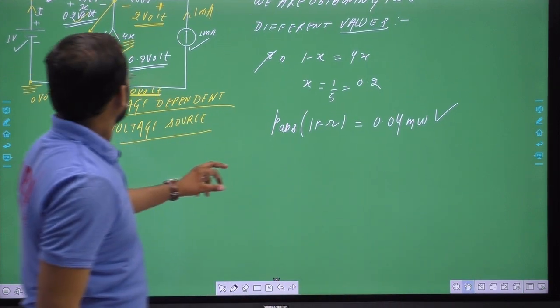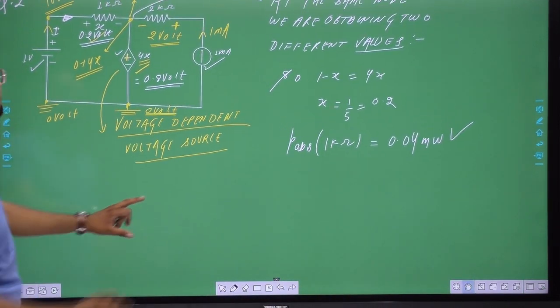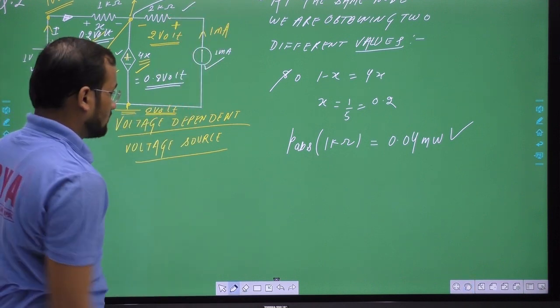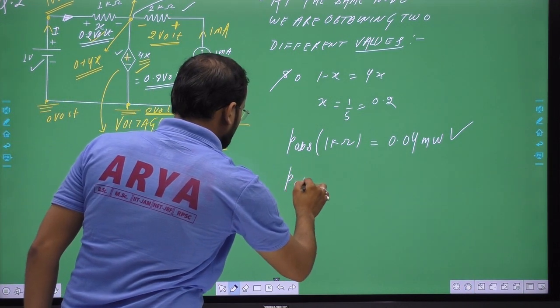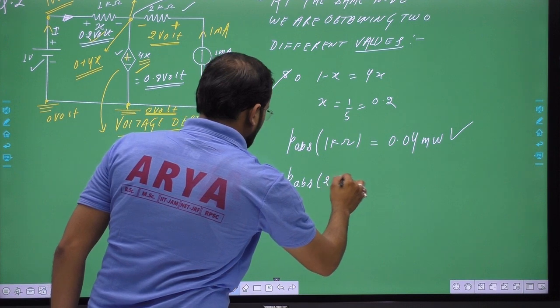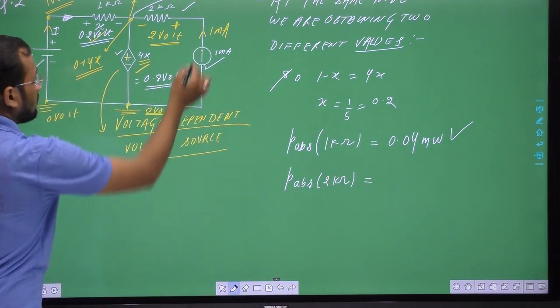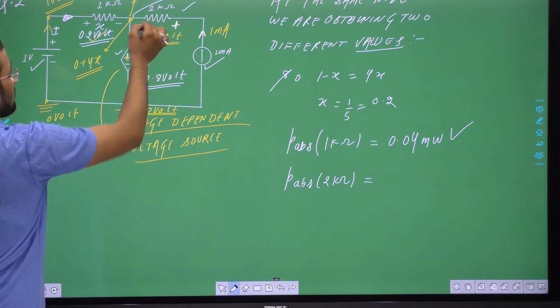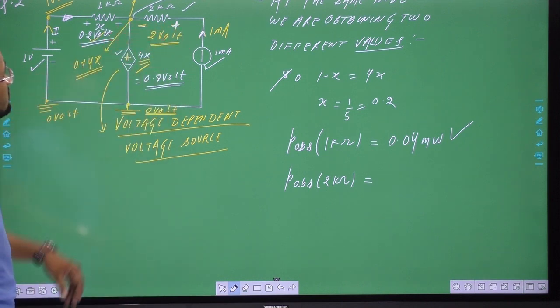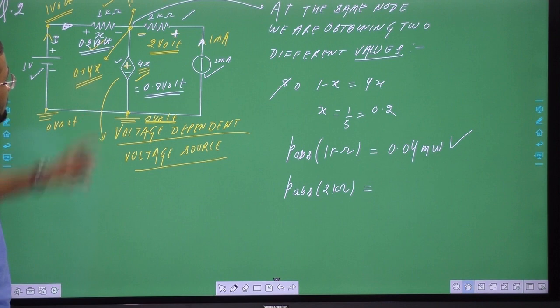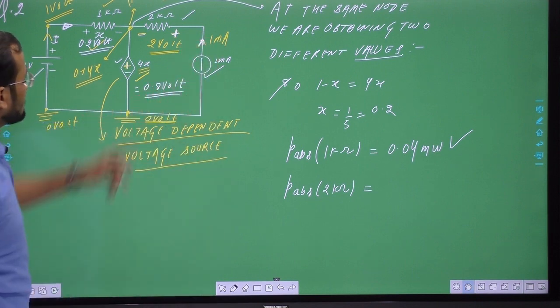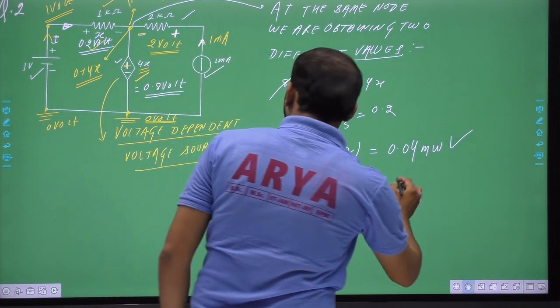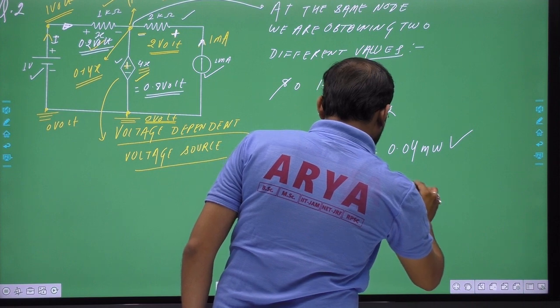Okay, next, power absorbed by this 2 kilo ohm. Look, this 1 milliampere current is entering in this positive terminal and leaving from this, so this resistance is also absorbing power, which is equal to current 1 milliampere multiplied with 2 volt, so it will give us 2 milliwatt.